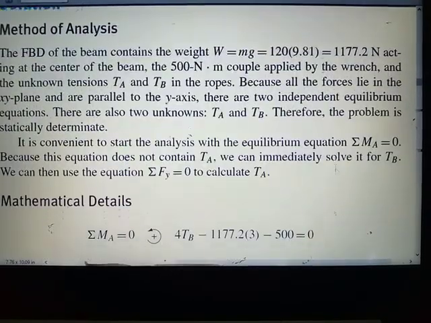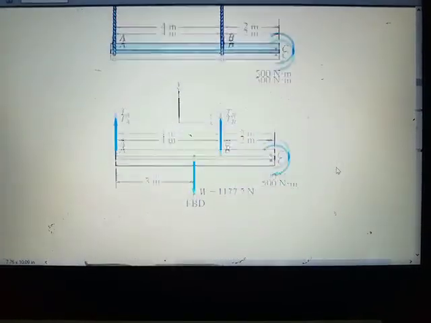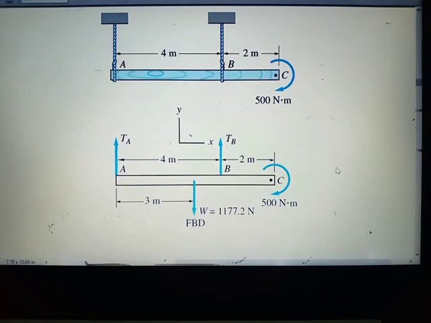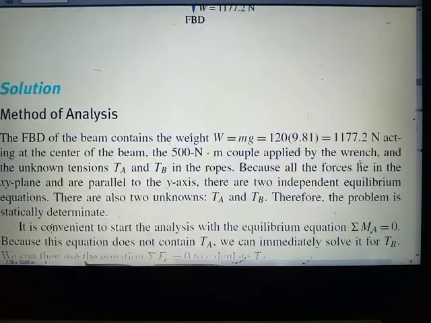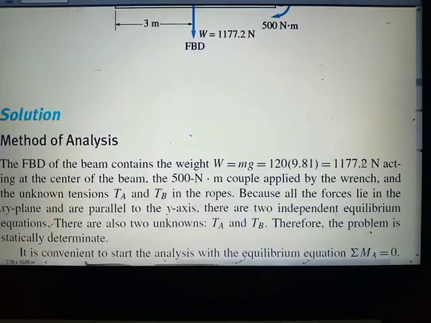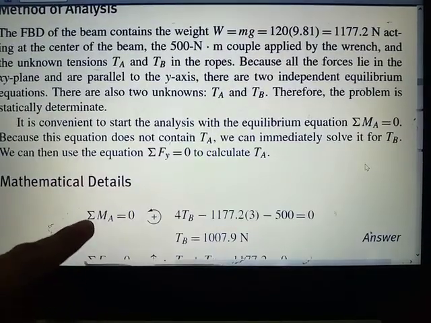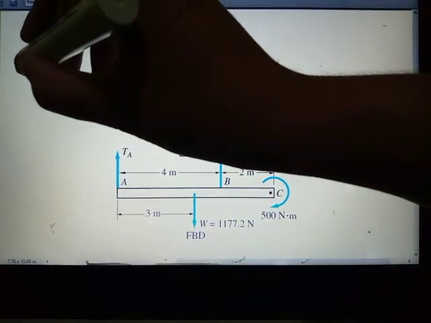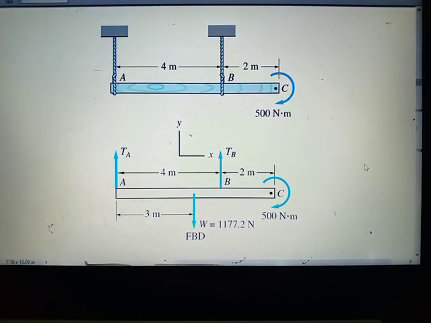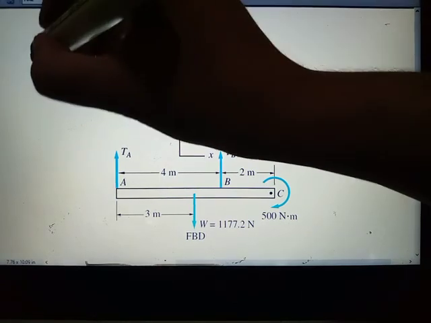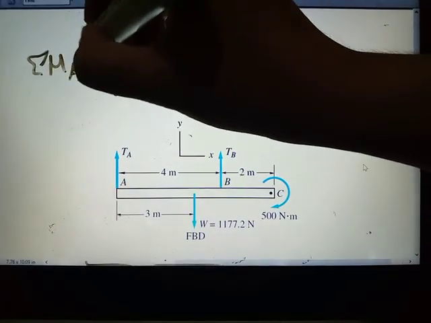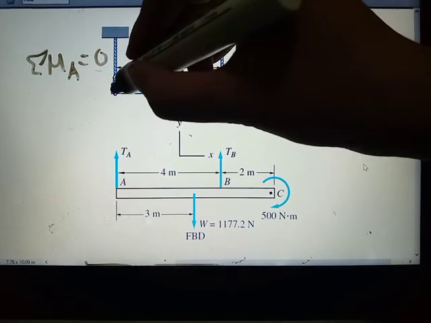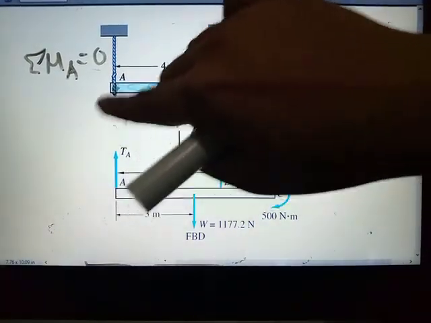So this is your method of analysis. Let's make our own analysis so we don't get confused. You can sum up moments at A. So we sum up the moments at A: the summation of moments at A is equal to 0. So this is our axis.